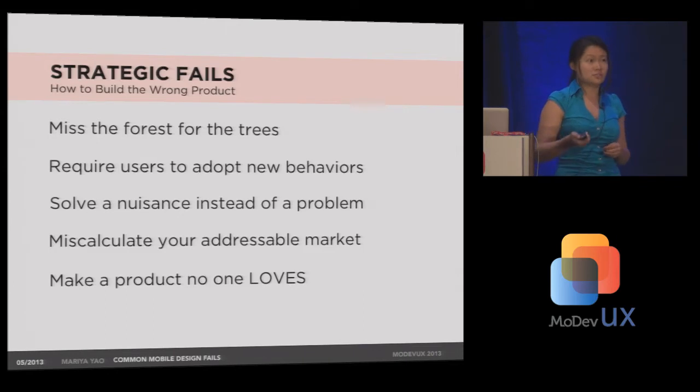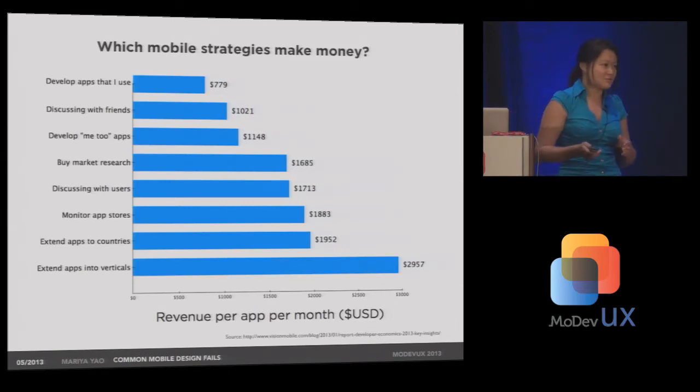So a couple of the strategic fails I'm going to cover here. The very first one is missing the forest for the trees. This is one of my favorite graphs for demonstrating this point. So every year, a really big survey goes out to hundreds of app developers asking them, how do you decide what app to build, and how well did this app perform in the market?